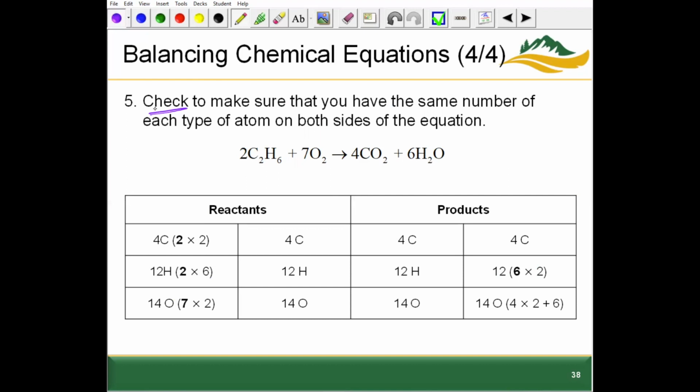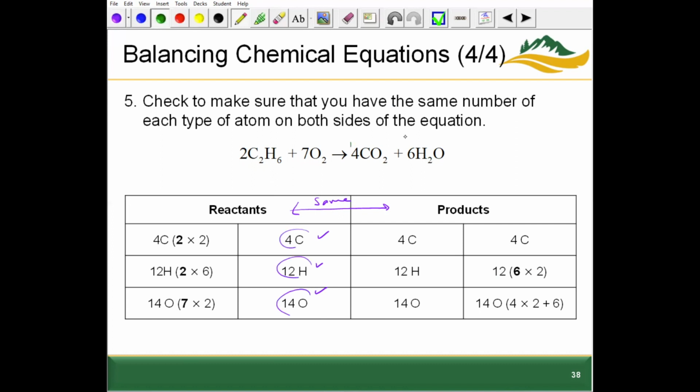To do this, you can make a table like this one, have reactants and products, and then list all the elements that are present. To start out with carbon, we have 2 times 2, so we have 4 carbons on the reactant side. Hydrogen, we have 2 times 6, so that's 12 hydrogens on the reactant side. Oxygen then, we have 7 times 2, that's 14 oxygens on the reactant side. So we checked all these amounts. They have to be the same amount of each element on the reactant and product side.